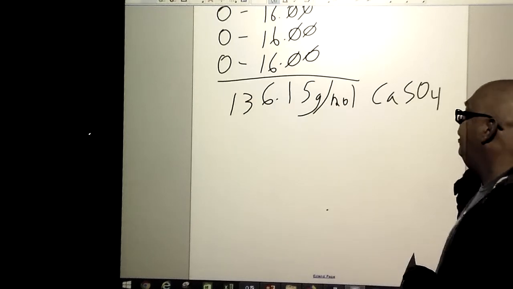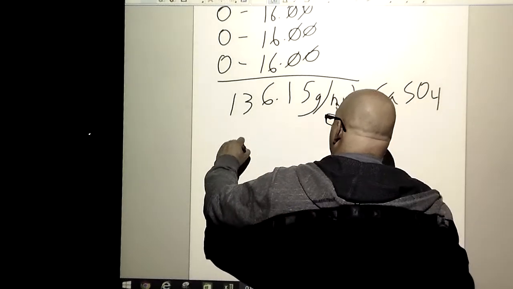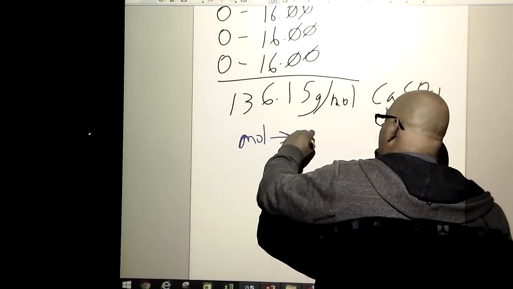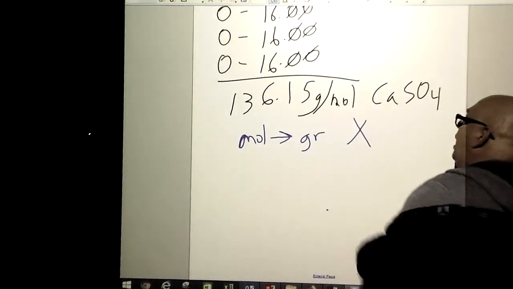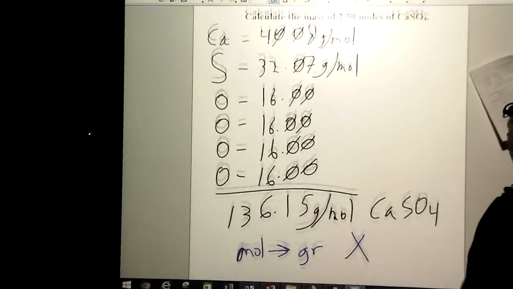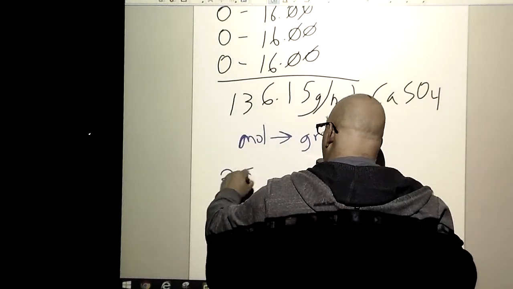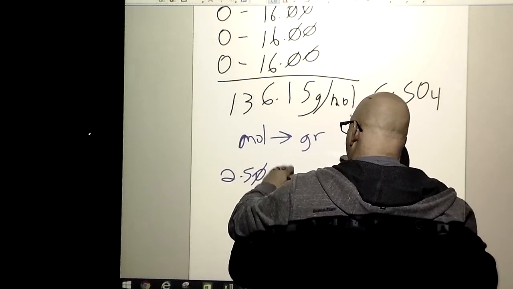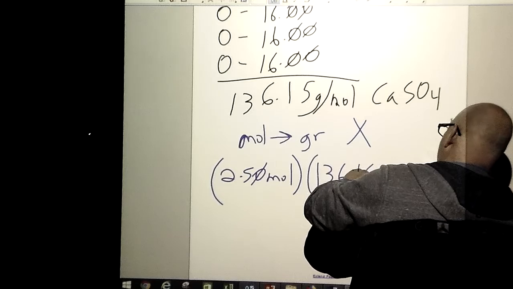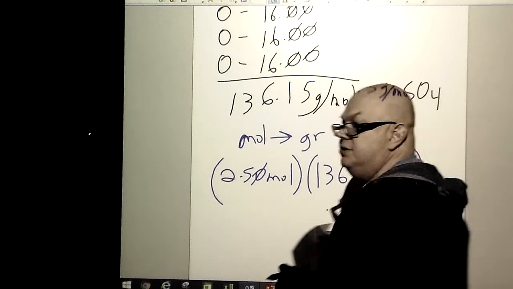Well, no, because I need the mass, right? So, great. Now I know how much 1 mole weighs. If I am going from moles to grams, I need to multiply. What am I multiplying by? Well, according to the problem, I have 2.5. So 2.50 moles multiplied by 136.15 grams per mole of CaSO4.